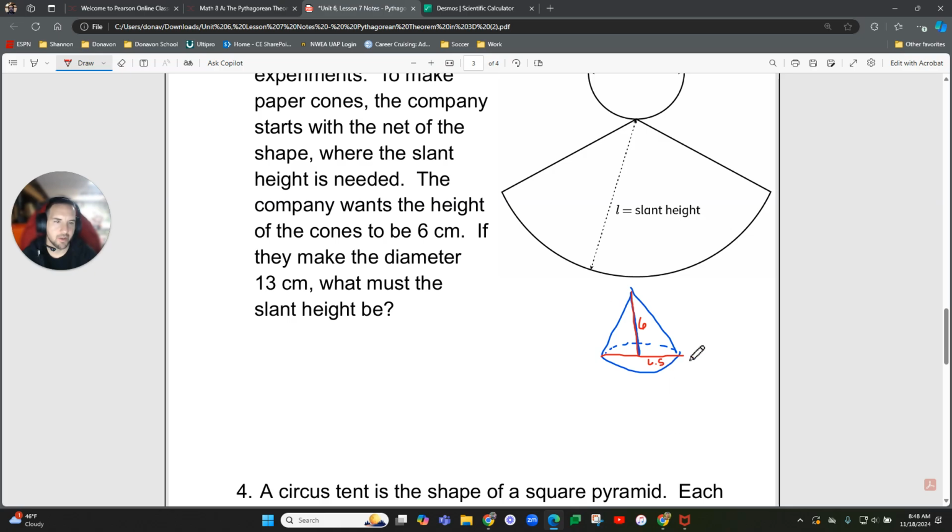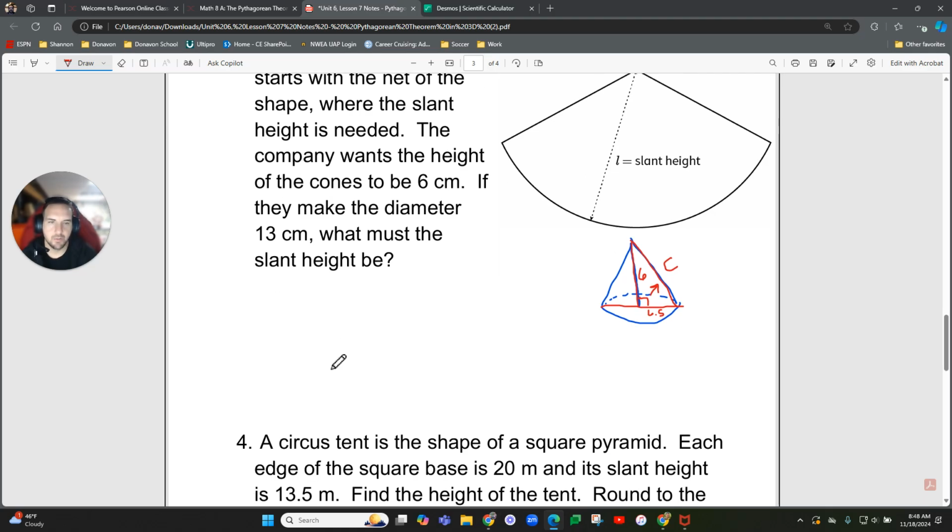Okay, and then what we're trying to figure out is the slant height. So the slant height would be this piece. So this is how we have our right triangle. And we have our two legs, 6 and 6.5, and we're trying to figure out what this height is, which again is our hypotenuse, or we call it C, which is the slant height in this case.